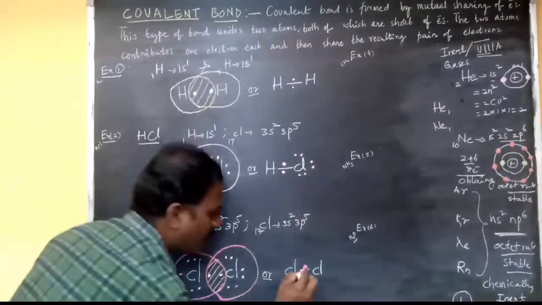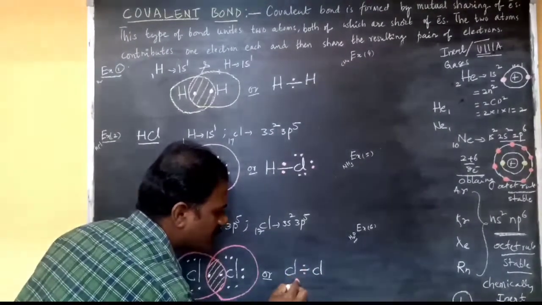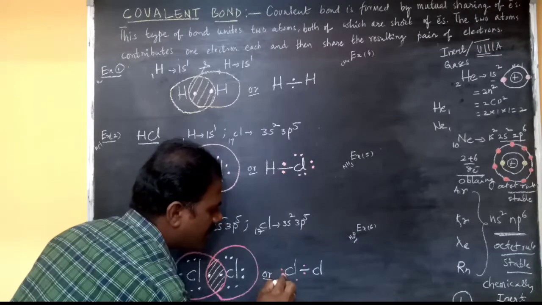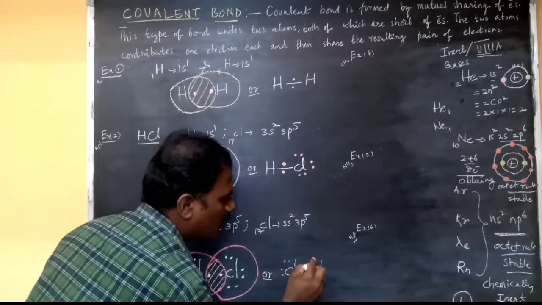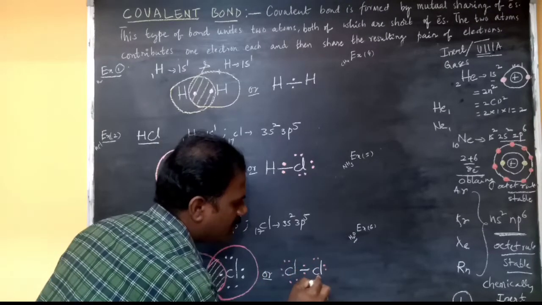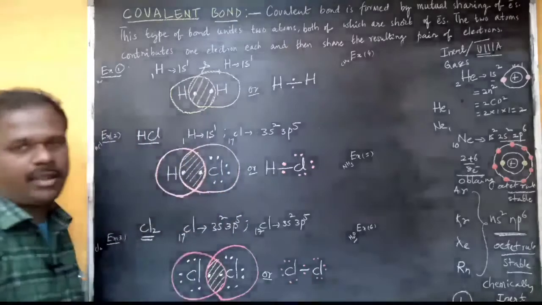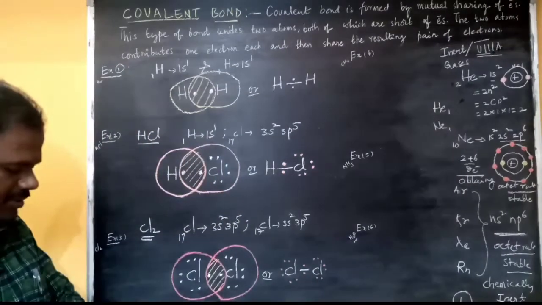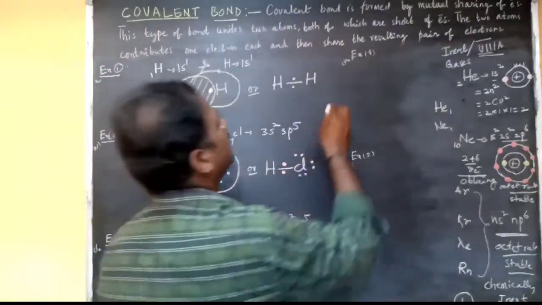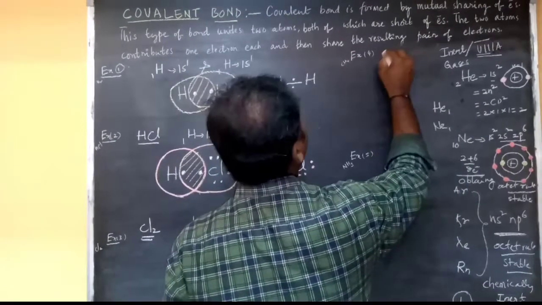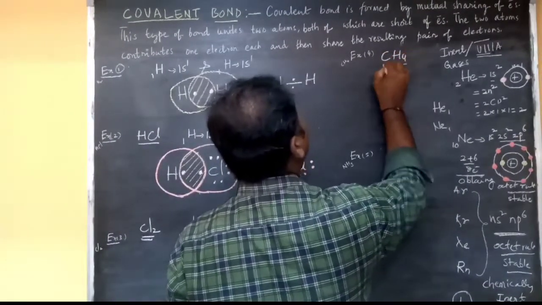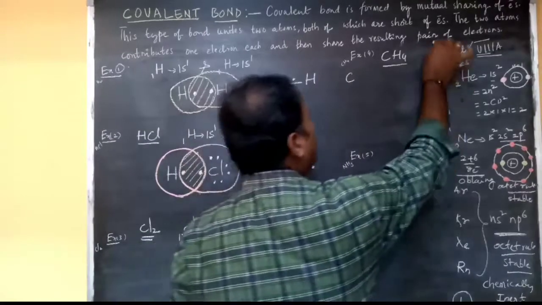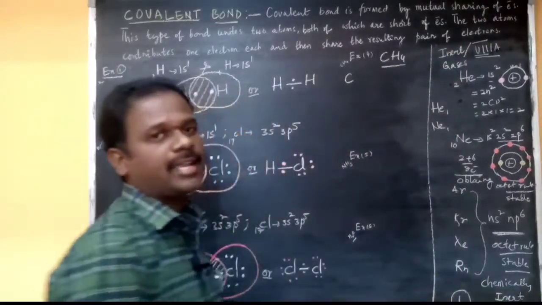Here 2 electrons are the bond pair of electrons, and 3 are lone pairs of electrons present on each chlorine atom. Then for example, methane. In this methane, what is the central atom? Carbon is the central atom.